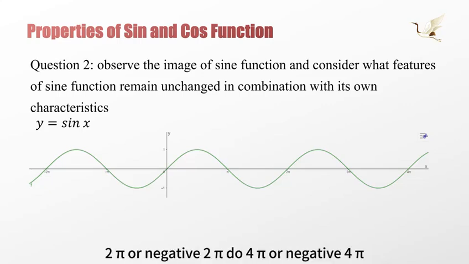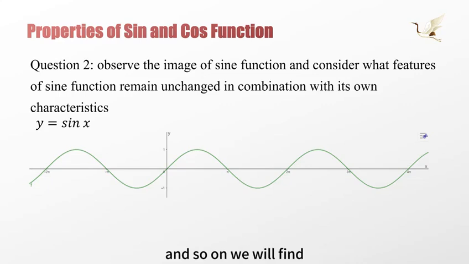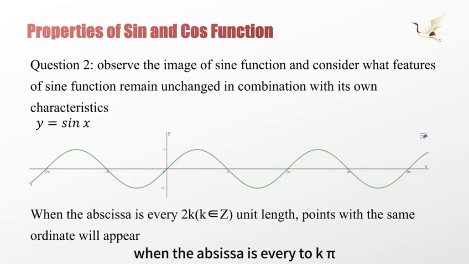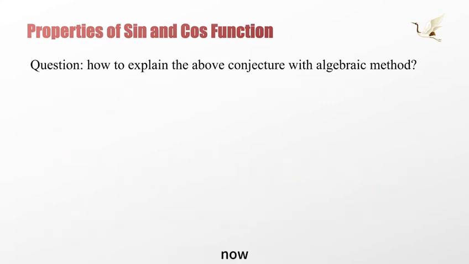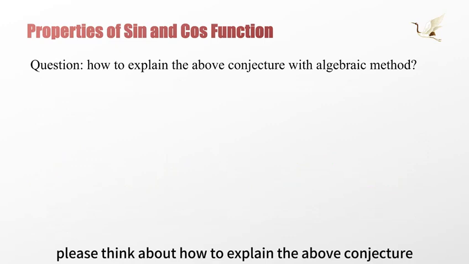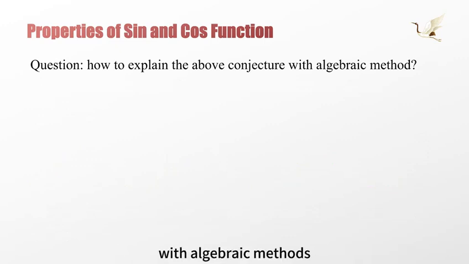Then from 2 pi or negative 2 pi to 4 pi or negative 4 pi, and so on, we will find that when the abscissa changes by 2k pi, where k is an integer, points with the same ordinate will appear. By observing the function image, we get the above conjecture. Now please think about how to explain the above conjecture with algebraic methods.